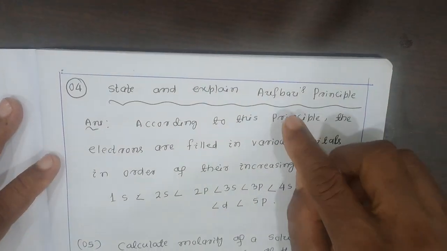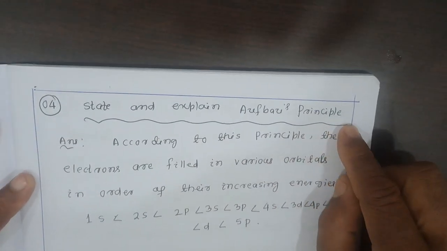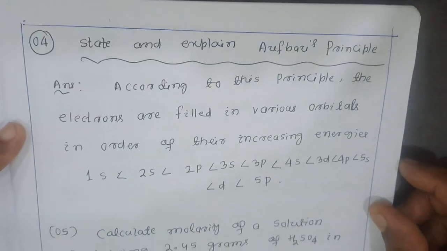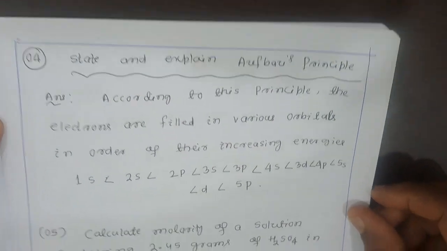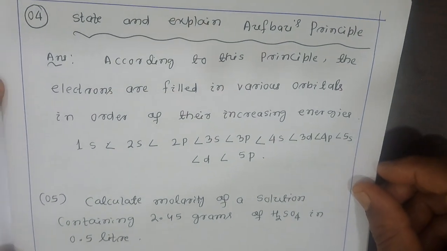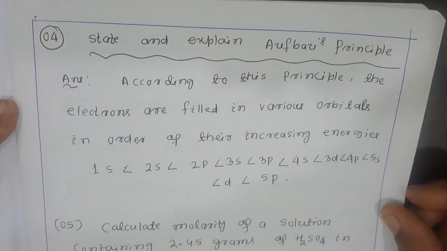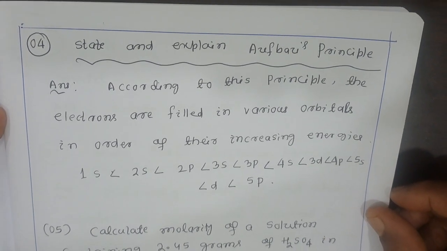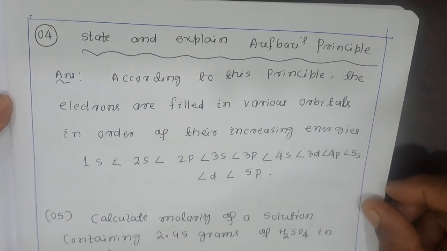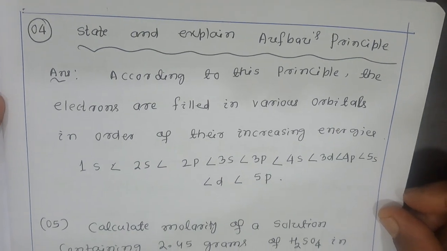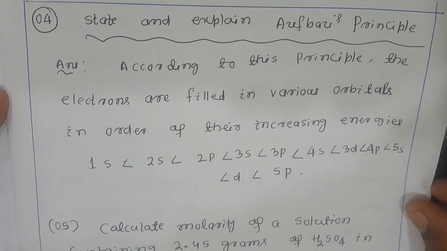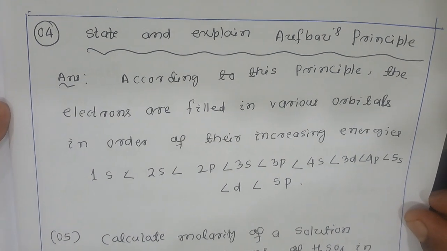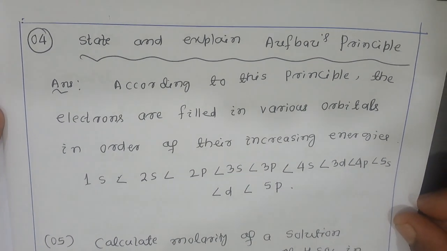state and explain Aufbau's principle. According to this principle, the electrons are filled in various orbitals in order of their increasing energies. 1s less than 2s less than 2p less than 3s less than 3p less than 4s less than 3d less than 4p less than 5s less than 4d less than 5p.